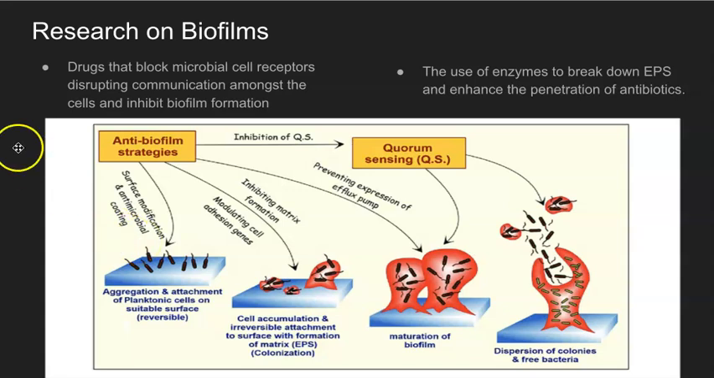There's a lot more research on biofilms. They touched on a couple in the book that I found really interesting. One method includes drugs that block microbial cell receptors, which would disrupt the communication among the cells and inhibit biofilm formation. So I guess that is signal interfering, as I touched on before. That is currently successful in mice and it's being considered in humans. Another method being researched is the use of an enzyme to break down that gooey substance, the EPS, and enhance the penetration of the antibiotics.